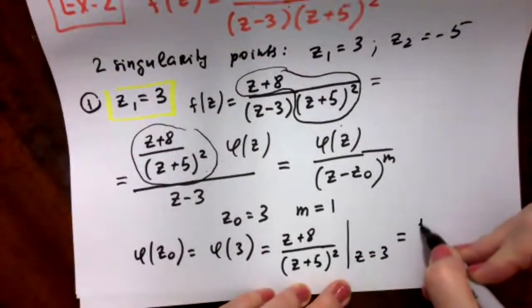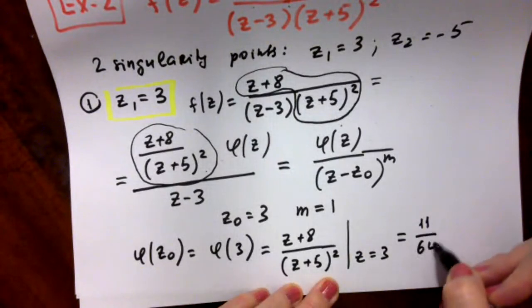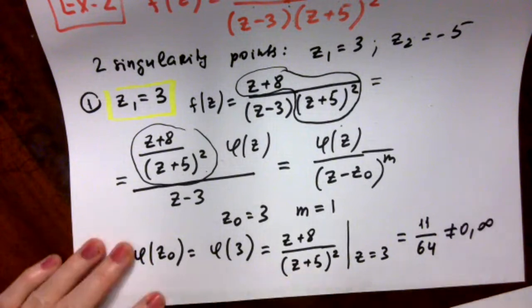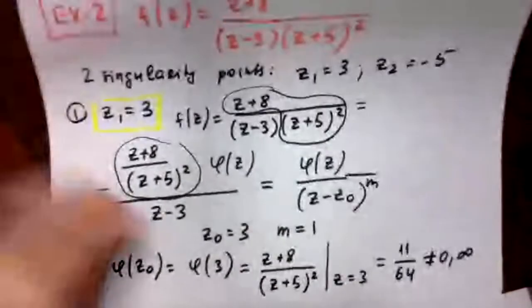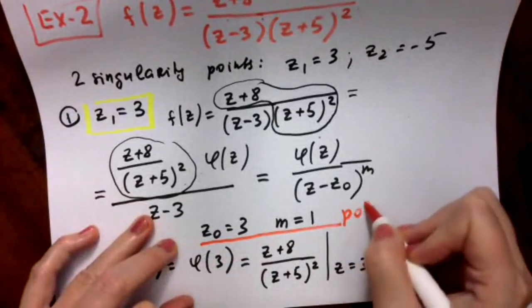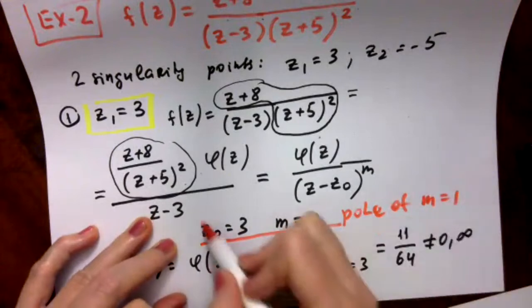So 3 plus 8 will be 11. And what I have here, 3 plus 5 will be 8. 8 squared is 64. Oh, look at this. It's not 0 and it's not infinity. So our conclusion was quite right. So this guy is the pole of order 1. Of order 1.